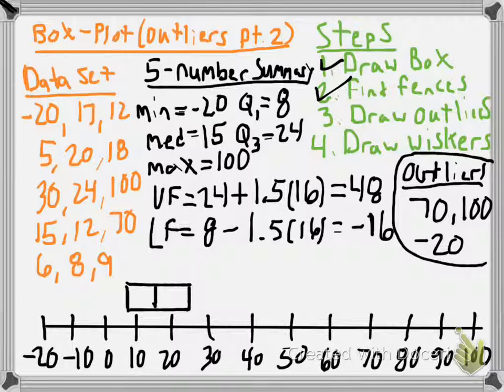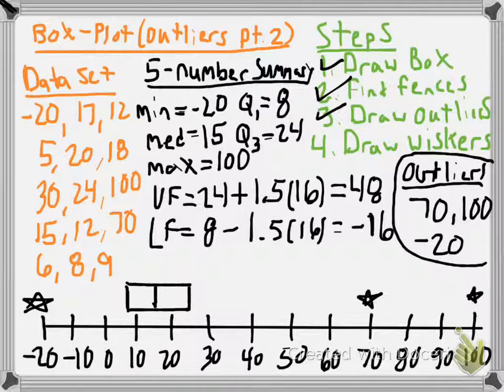When we draw these, I use a star. The book uses a little square. Either one's fine, just so you know that they're basically separated from the data. So I'm going to draw a little star at 100. I'm going to draw a little star at 70. And I'm also going to draw a little star at negative 20. So those are the 3 outliers. Check. Step 3 done. Lastly, we need to draw the whiskers.